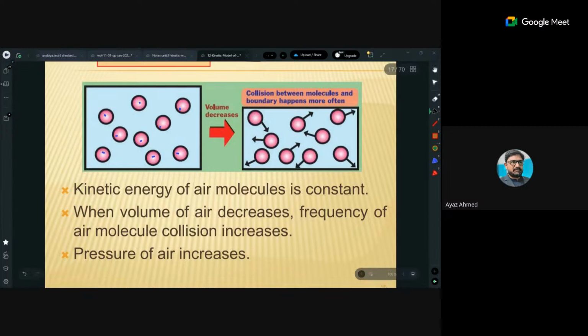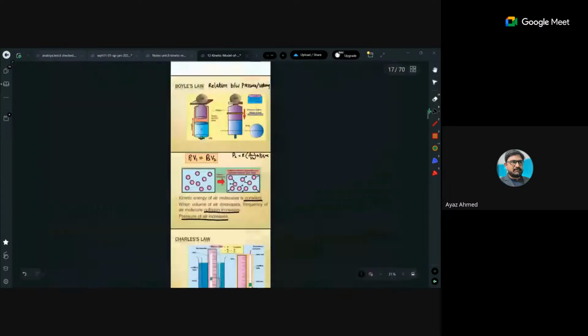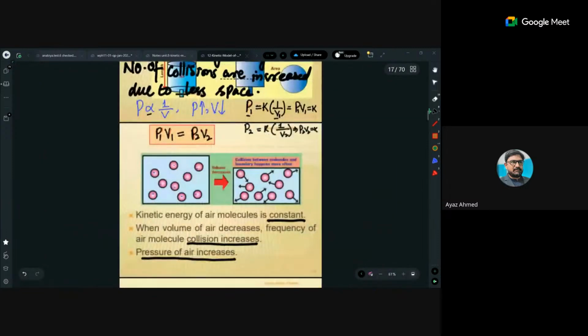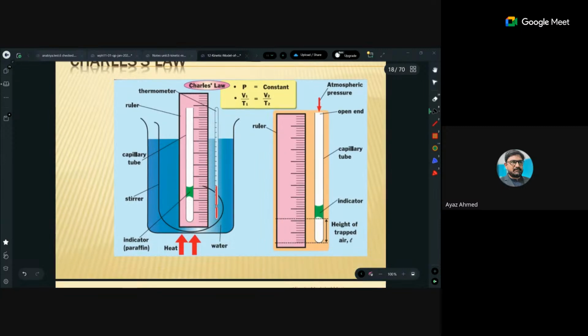Okay. So the kinetic energy of the molecules is constant. I have mentioned this over here, but the volume of the air decreases, so the frequency of air molecule collisions increases. That is why the pressure of the air increases. Oh my God, I mentioned all of this here, but okay, no problem at all. That is simple. So this is an additional situation.